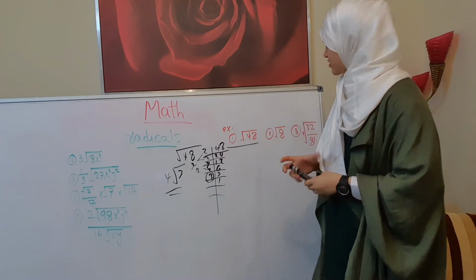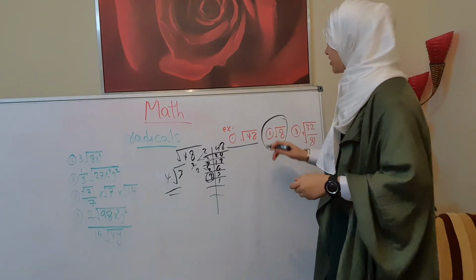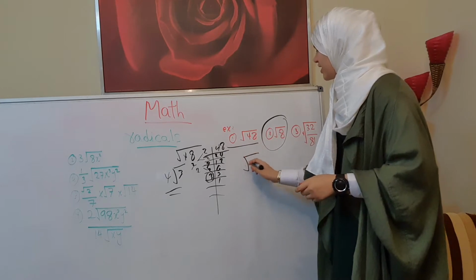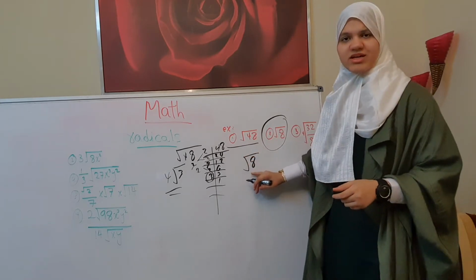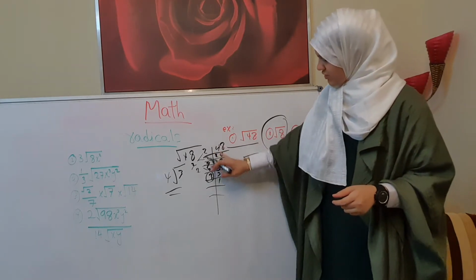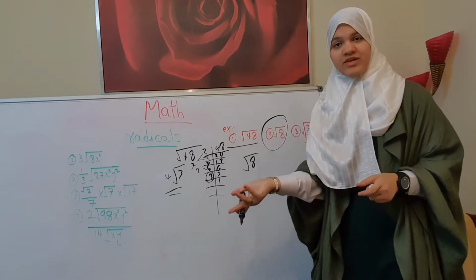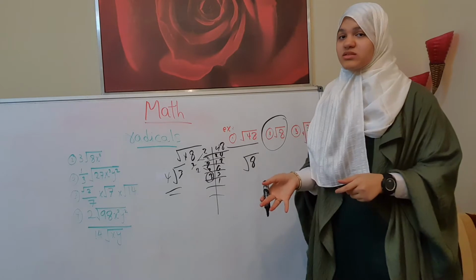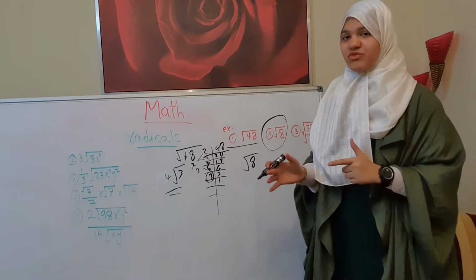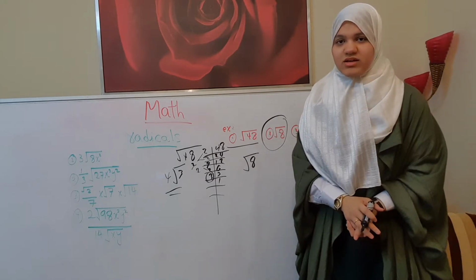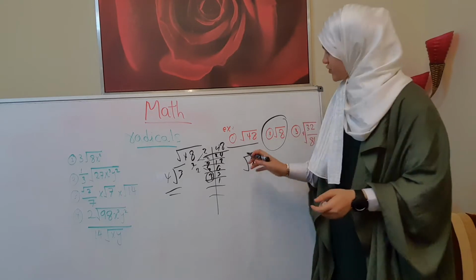Then let us go to another example. Radical 8. What number can give us radical 8? You can do the same way, or you can do 4 times 2 is equal to 8. That means the square root of 4, what we said before, is 2. Then the last answer will be 2 radical 2.